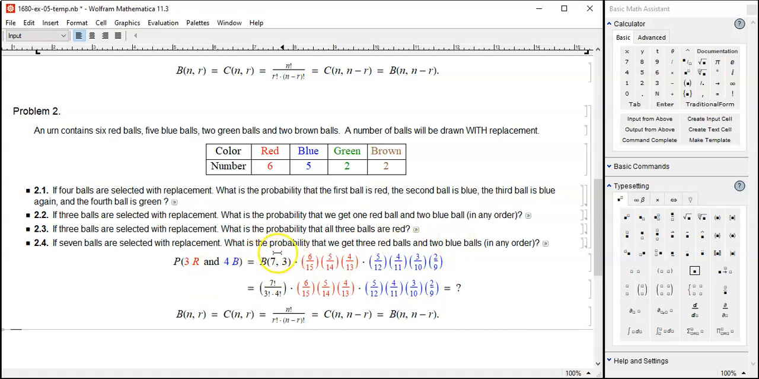So 7 choose 3: out of total 7, take 3 slots for red, and then the other 4 will be blue. So arranging 3 R's and 4 B's. And then we don't have any of those drops, do we? They all remain the same because we are doing basically the same thing over and over again. We are replacing all those balls back in. So denominators stay as the total number of balls, 15.